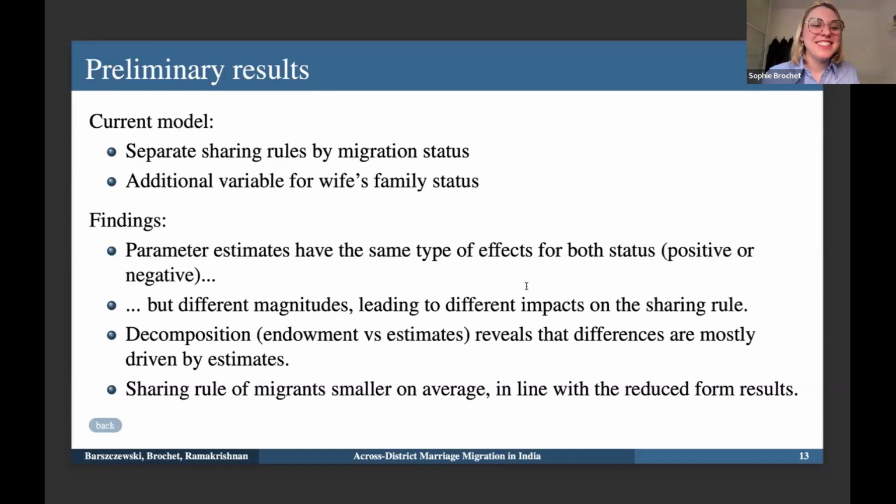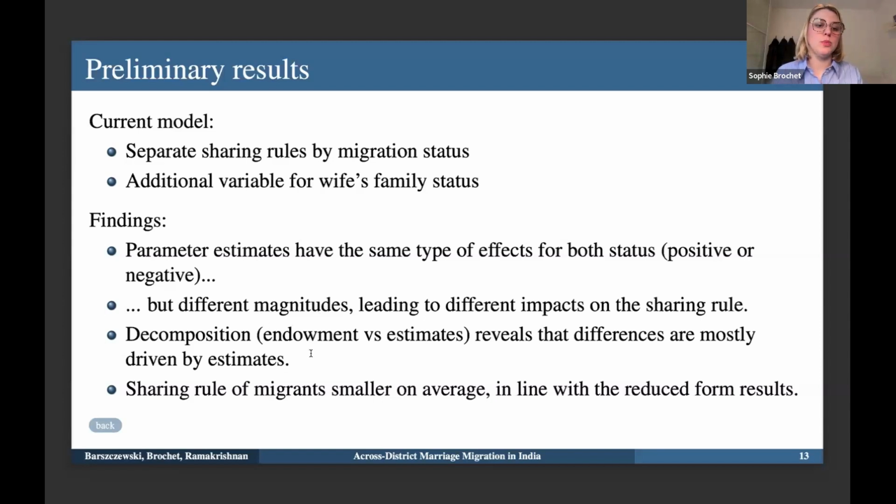Thanks. And the other thing we do is also that we add one variable in the sharing rule, and this is a variable on the wife's family status. So that's a question about whether the economic status of her native family was better, worse, or equivalent to the one of the husband at the time of the marriage. Okay, and when we do that, we find first that the parameter estimates for migrants and non-migrants have the same sign. So basically, if a variable has a positive effect for migrants, it will also have a positive effect for non-migrants, but what changes is the magnitude. So depending on the status, the effects are not going to be as large.